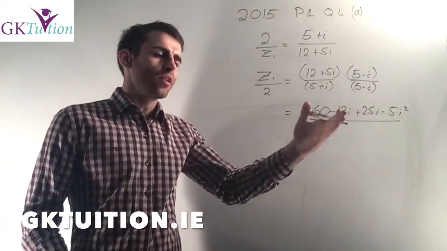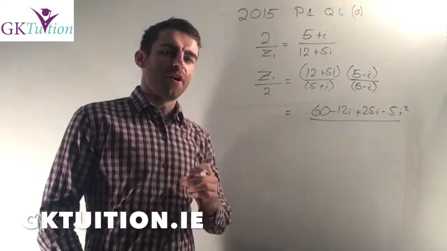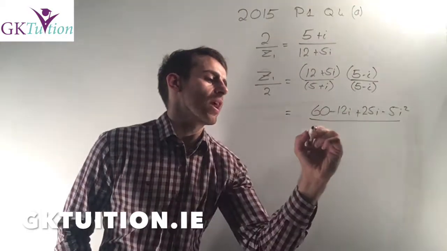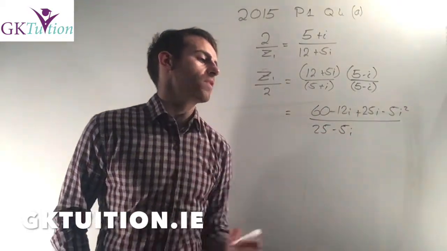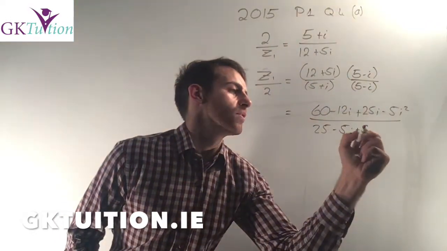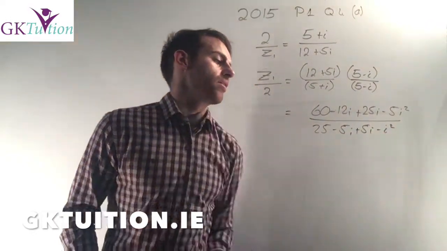And I want to do the same thing on the bottom: (5 plus i) multiplied by (5 minus i). So I want to take the first thing in the first bracket and multiply it by the second bracket. You get 25 minus 5i. The second thing in the first bracket by the second bracket is plus 5i minus i squared.